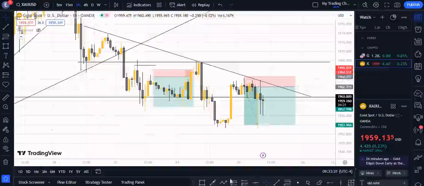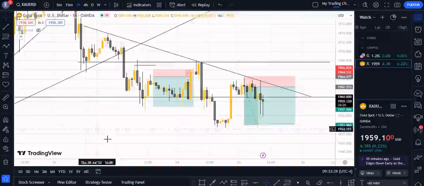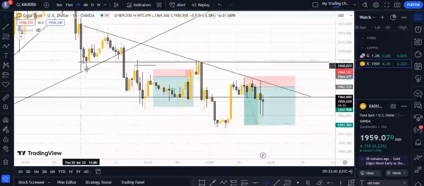Let me draw it out. The market is creating something we call lower low, lower high, lower low, lower high. That is what the market has been making. So now this is the lower low the market made for creating this lower high.